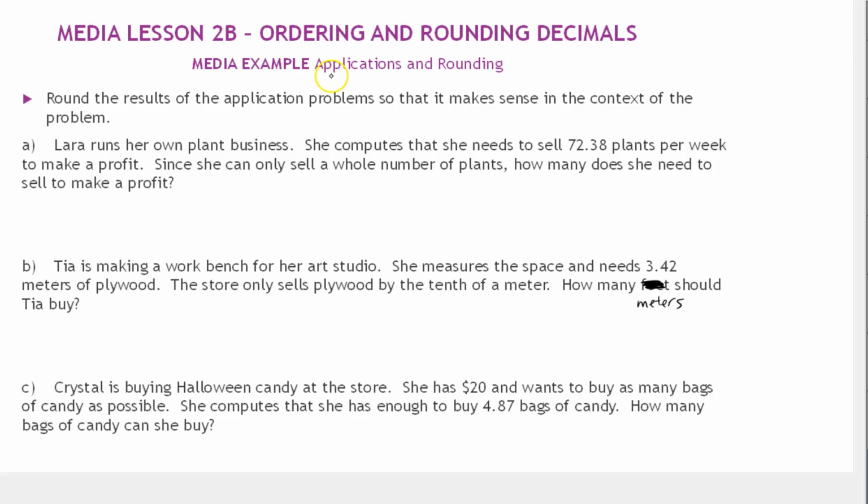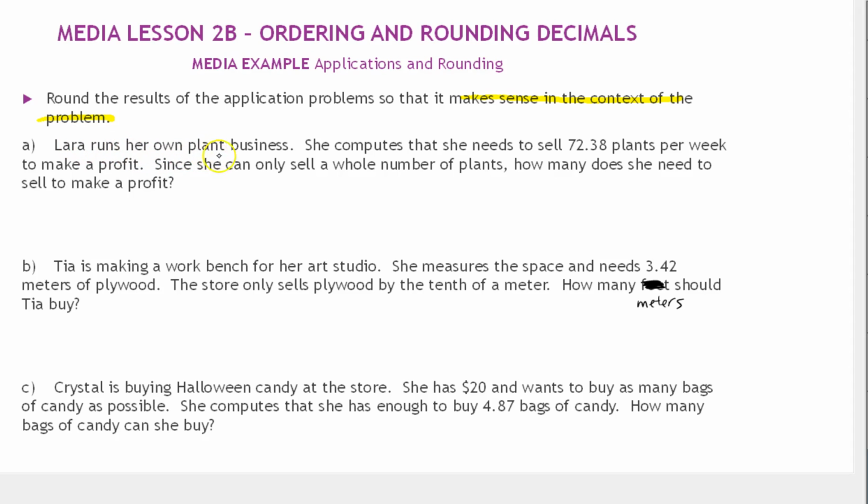In this example, we're going to look at applications and rounding. Round the results of the application problem so that it makes sense in the context of the problem. So let's read the first question, and we're going to highlight the given information in yellow and highlight our goal in green. So make sure you have your highlighter ready.